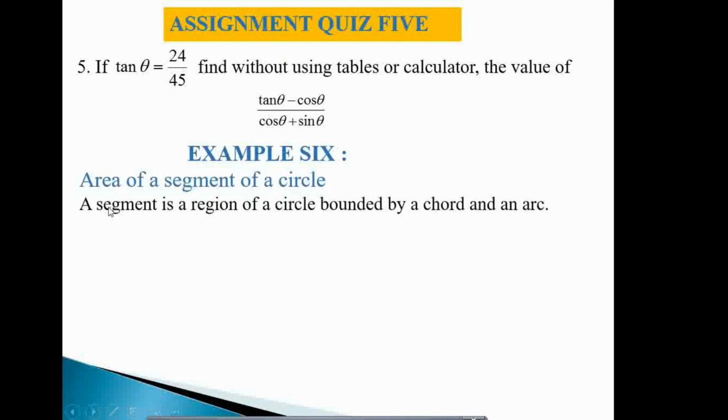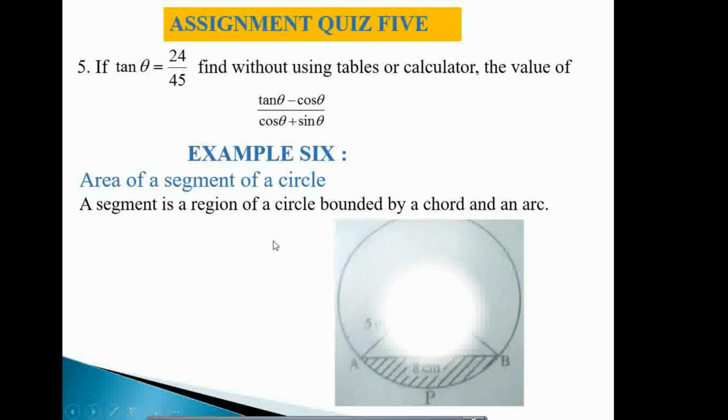In example 6, we are going to look at the area of a segment of a circle, and we'll start by defining what a segment of a circle is. A segment is a region of a circle that is bounded by a chord and an arc. The region bounded by a chord and an arc, we refer to as a segment. For example, the shaded region here is bounded by an arc AB and also a chord AB. So that shaded region gives us what is called a segment.